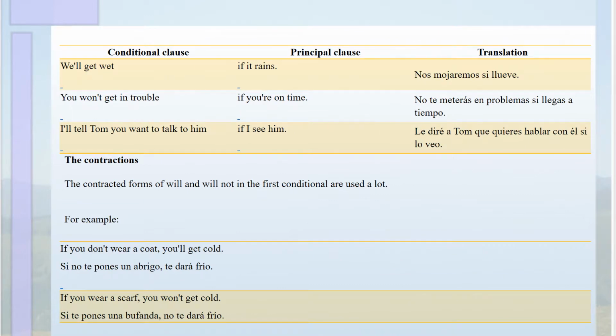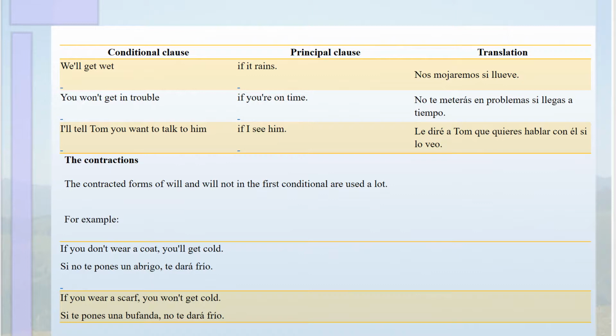In the next structure, you can see option 2. In the first sentence, for example, will get wet is the conditional clause. If it rains is the principal clause. Translation: Nos mojaremos si llueve.